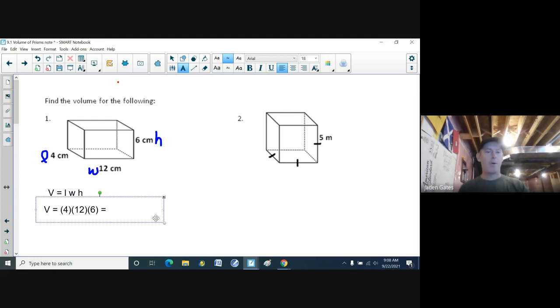And the best part about this formula, all I have to do is multiply the 3 numbers. So I get my calculator right here, and I go 4 times 12 times 6. I can do it all at once here. And I get 288. Now, we get to the next part, the units.